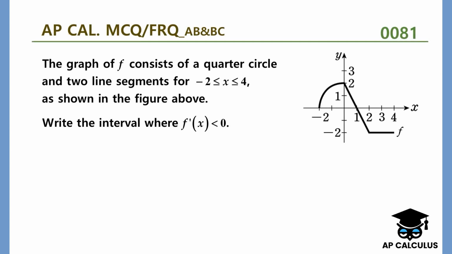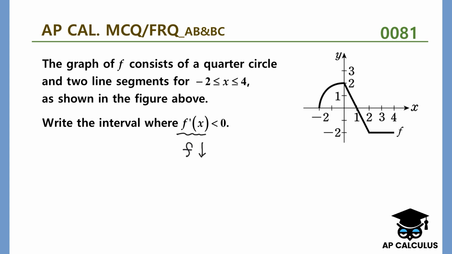Question 81. The graph of f consists of a quarter circle here and two line segments, for x between -2 and 4 inclusive. The question is to write the interval where f prime is negative. If f prime is negative, then function f has to decrease, right?